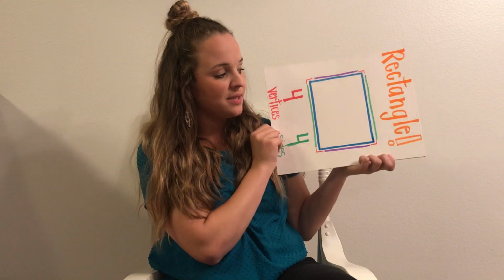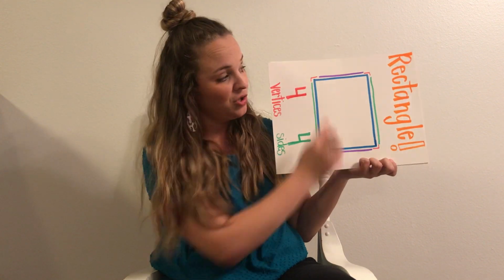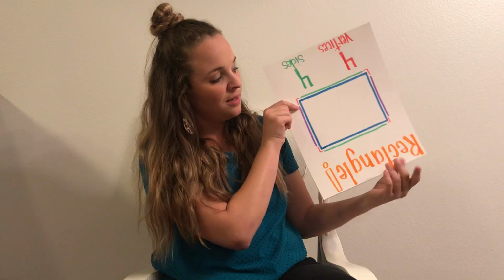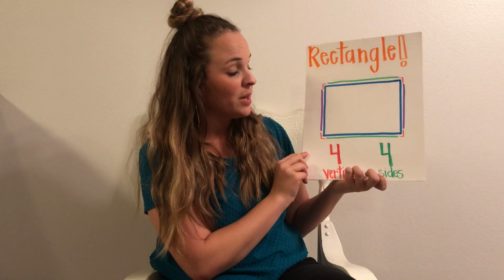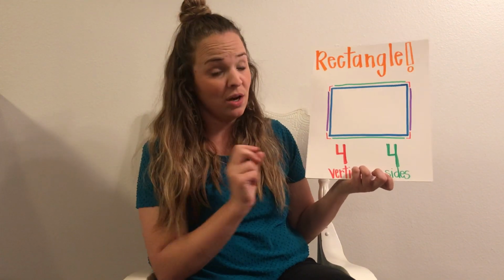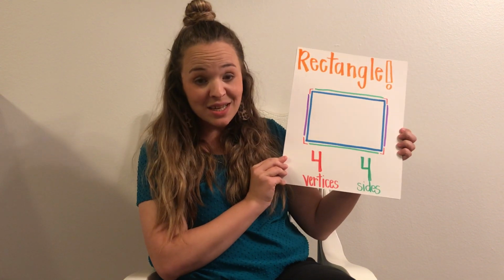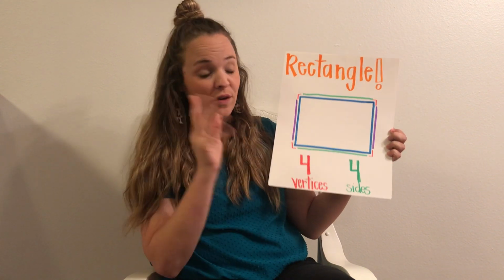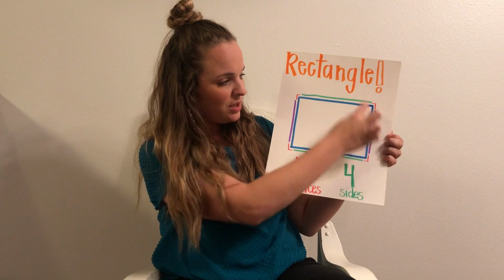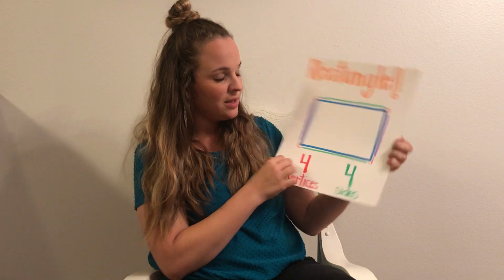If you turn it like this, still a rectangle. Short sides on the top and bottom, longer sides on the side. Like this, it's a rectangle. Like this, it's a rectangle. So a rectangle has 2 short sides, 2 long sides. How many vertices does it have? 1, 2, 3, 4. 4 vertices. How many sides? 1, 2, 3, 4 sides. Okay, check off square, check off rectangle.